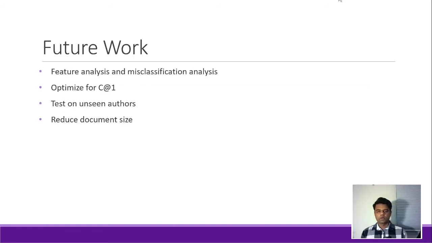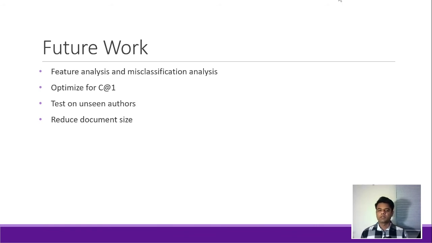As for future work, we want to perform a feature analysis to see what features were important in making these predictions. We also want to do a misclassification analysis to figure out where our model fails. We also want to optimize our model for the C@1 performance measure, which is a measure that rewards systems that avoid making predictions on difficult instances. We also want to test the system on unseen authors.